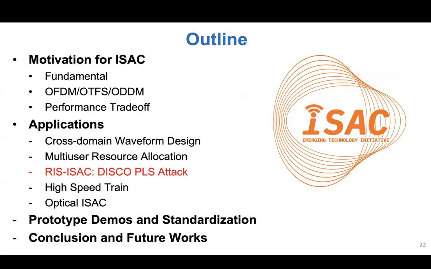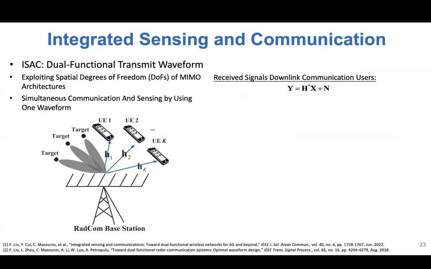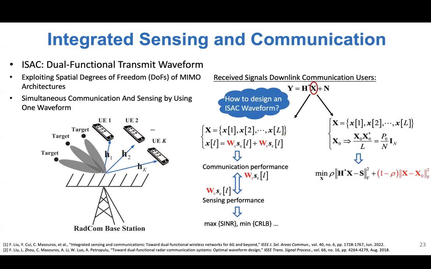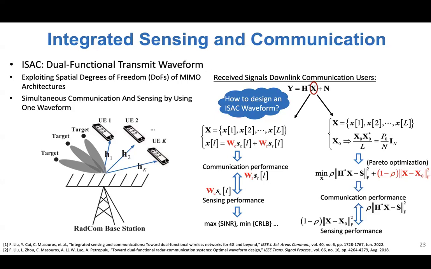And the third work is a kind of disco. The third work is integrated sensing and communication using the dual-function transmission waveform. So basically, this is a received signal, and how to design an ISAC waveform such that we can improve the signal-to-noise ratio while also improving the sensing. So this is the kind of thing.